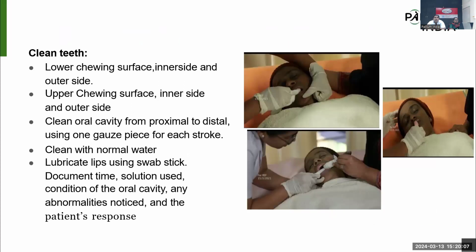Then clean the teeth: the lower chewing surface, inner side and outer side first, then the upper chewing surface, inner side and outer side. Clean the oral cavity from the proximal to the distal side using one gauze piece for each stroke. Otherwise, the contaminated material will go to the least contaminated area also. So you have to use one gauze for a single stroke. Then clean with normal water.